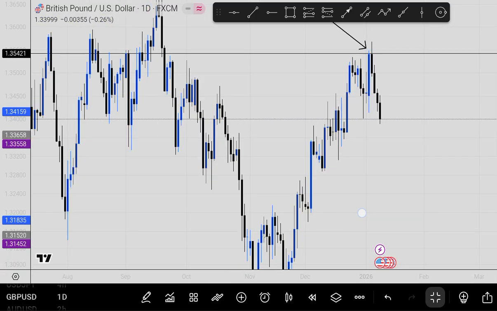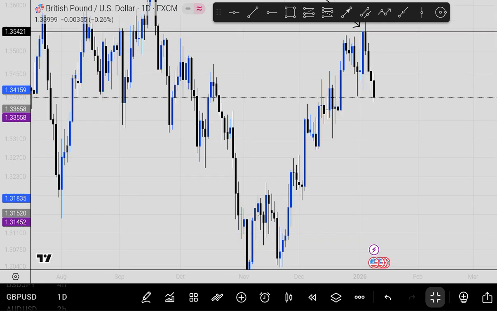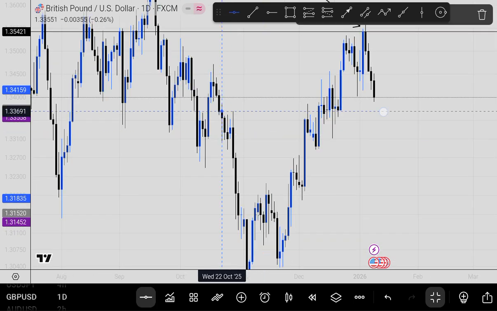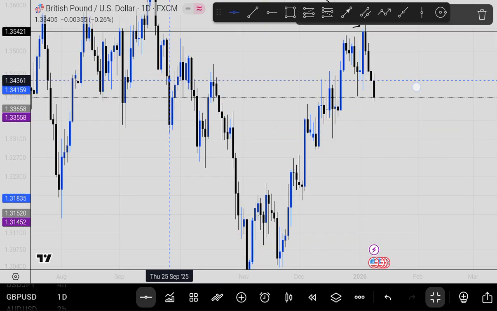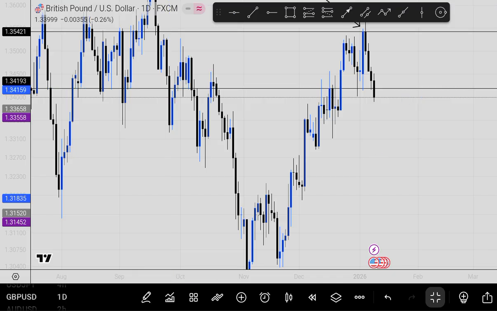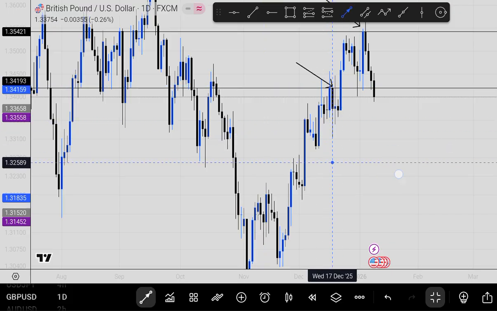So we have it this way, and this is our turning point. We have our turning point here as well. We have our turning point here. This side, we have our turning point here. This is our turning point. We have a turning point here.